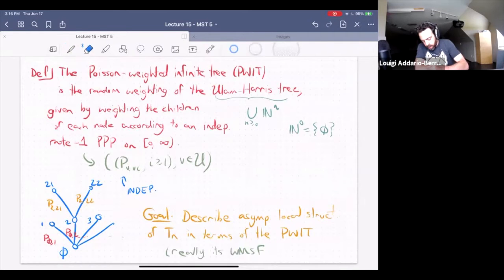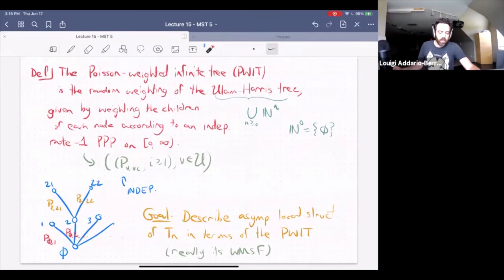So this is a setting, well, I'll get to that, but when you talk about the minimum spanning forest of a tree, it's only interesting if you take the wired one. If you take the free one, then it's just the whole tree. If you take the wired one, then you can see interestingly non-trivial structure emerge.